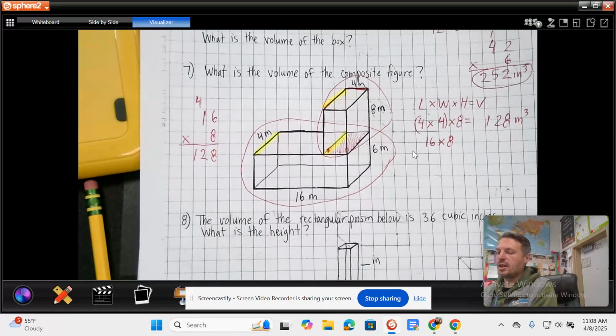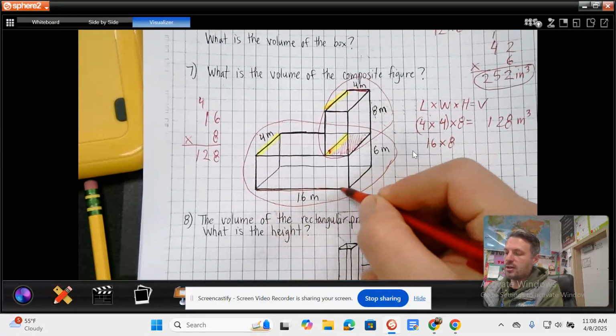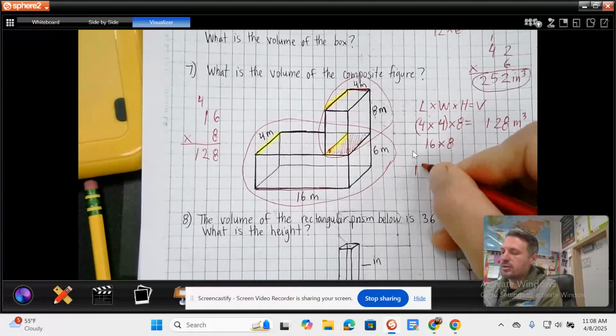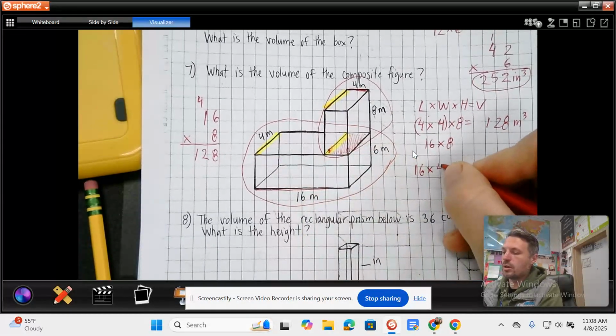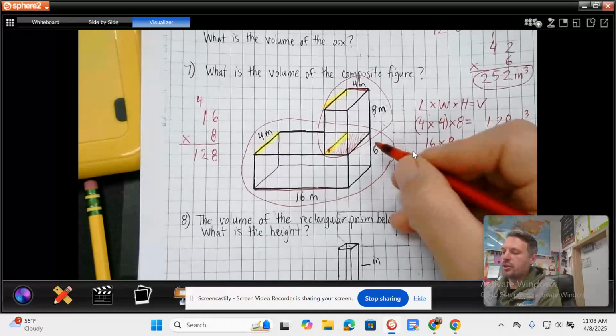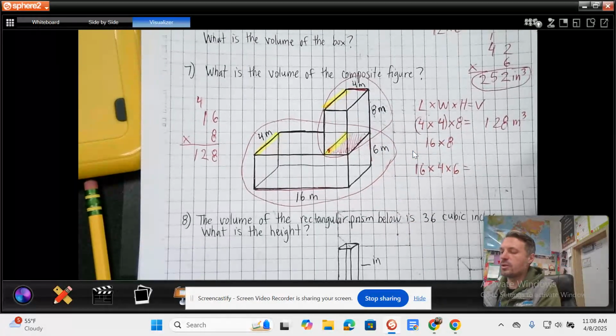Now we need to find the length, width, and height for the other three-dimensional figure. It shows us the length right here. It's 16. So 16 times, it shows us the width right here. It's 4. 16 times 4. And it shows us the height right here. It's 6. So 16 times 4 times 6.